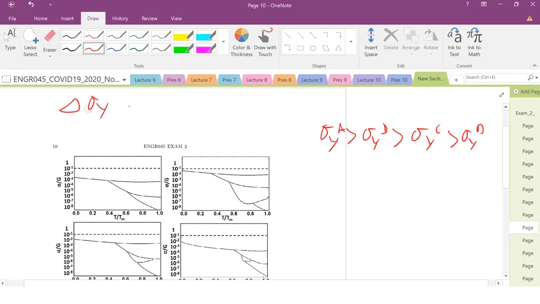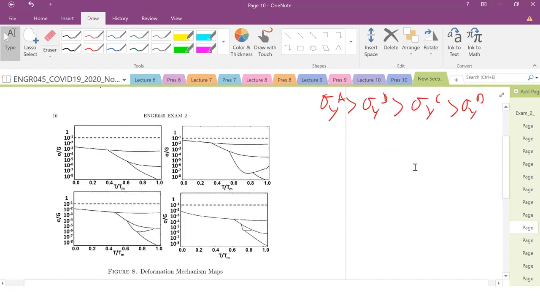So we're saying the only strengthening mechanism at work is this one: sigma y is proportional to dg to the minus 1. So we can rank grain sizes in our material. We know that dg of A is less than dg of B is less than dg of C is less than dg of D. So we know our grain size in our material. Why is grain size important? Well, we're working with deformation mechanism maps.